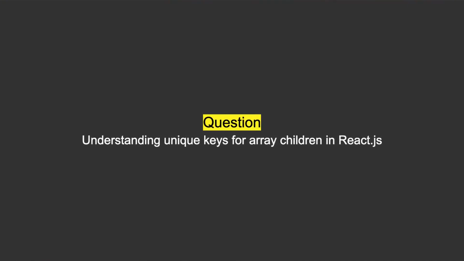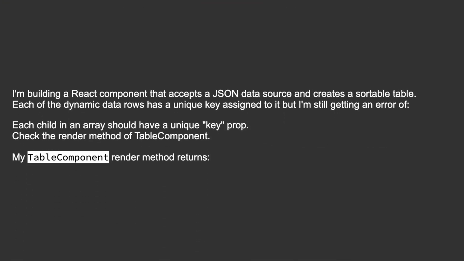Understanding unique keys for array children in React.js. I'm building a React component that accepts a JSON data source and creates a sortable table.